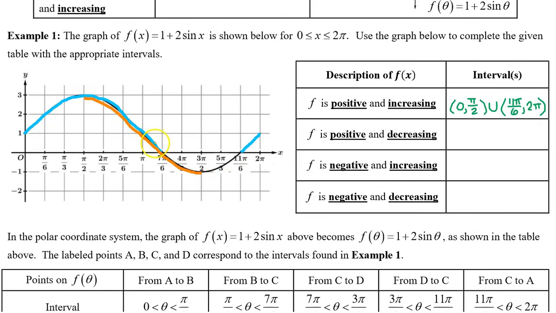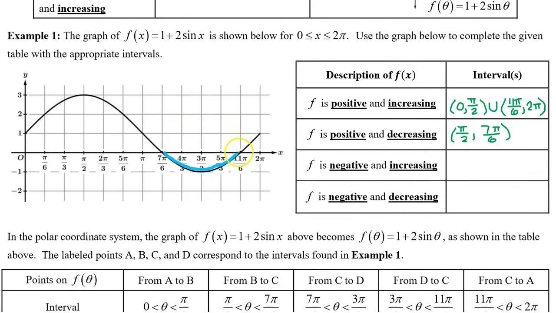The blue part of the graph still shows where f is positive. The orange part now shows where f is decreasing. See how f is falling from here to here? We can see that f is positive and decreasing from pi over 2 to 7 pi over 6.